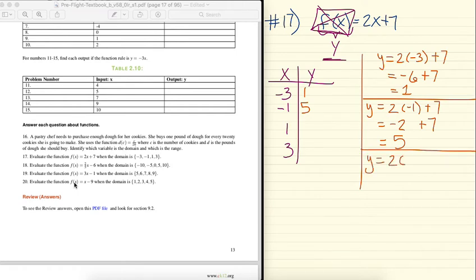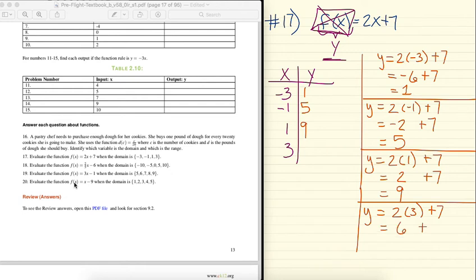Continuing this trend, I'm going to plug 1 in for x, so 2 times 1 plus 7. That would be 2 plus 7, which is 9. And last, plugging in 3, 2 times 3 plus 7, which is 6 plus 7, which is 13.